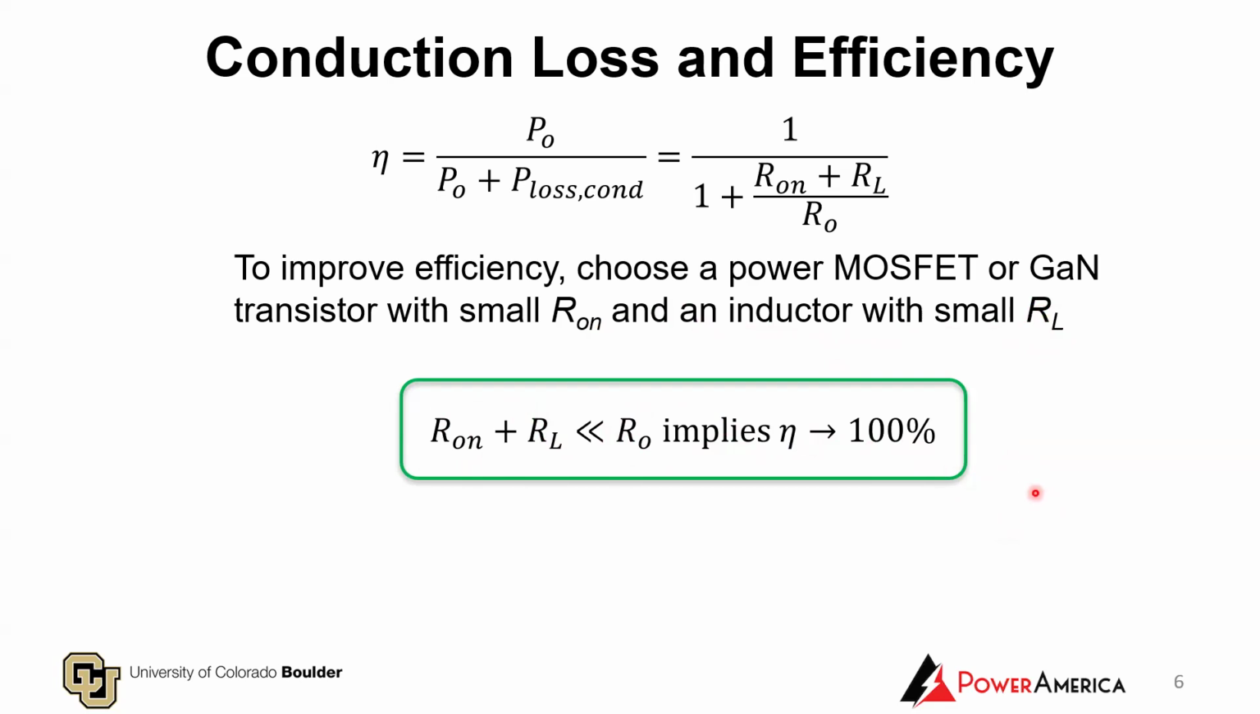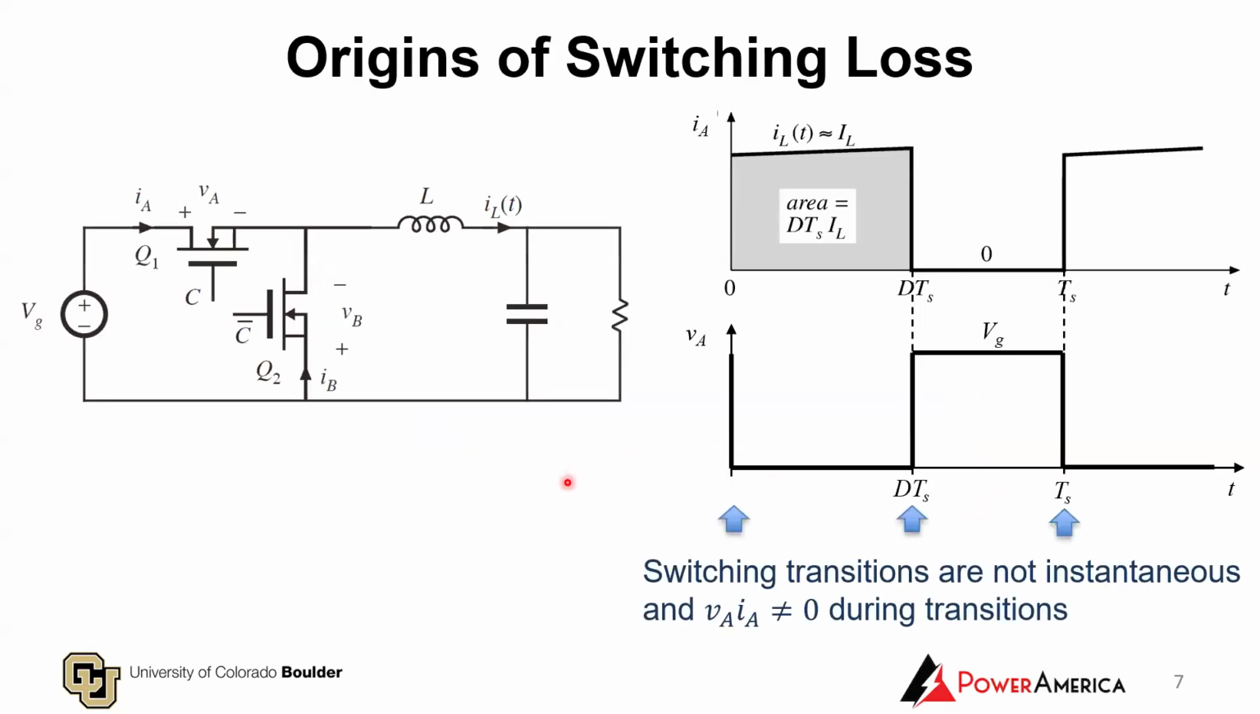Now, conduction loss is just one loss mechanism. There is unfortunately another loss mechanism that is in power electronics practice referred to as being a switching loss. What is the switching loss and where is it really coming from?